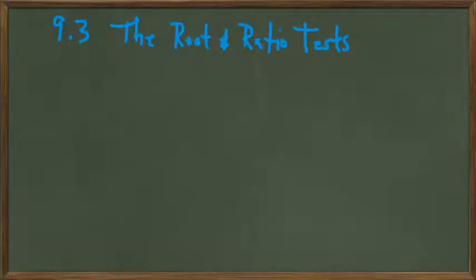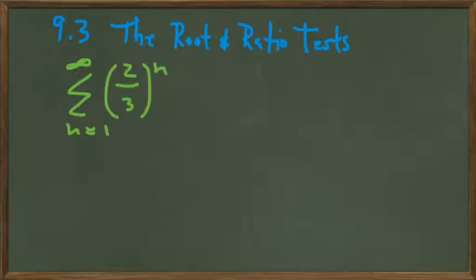This video, the third in chapter 9, is on what we call the root and ratio test for determining convergence. What happens if we have a series like this, n equals 1 to infinity of (2/3)^n? Well, there's not a way to compare it to the kinds of series that we have been looking at. These p-series don't make a good comparison.